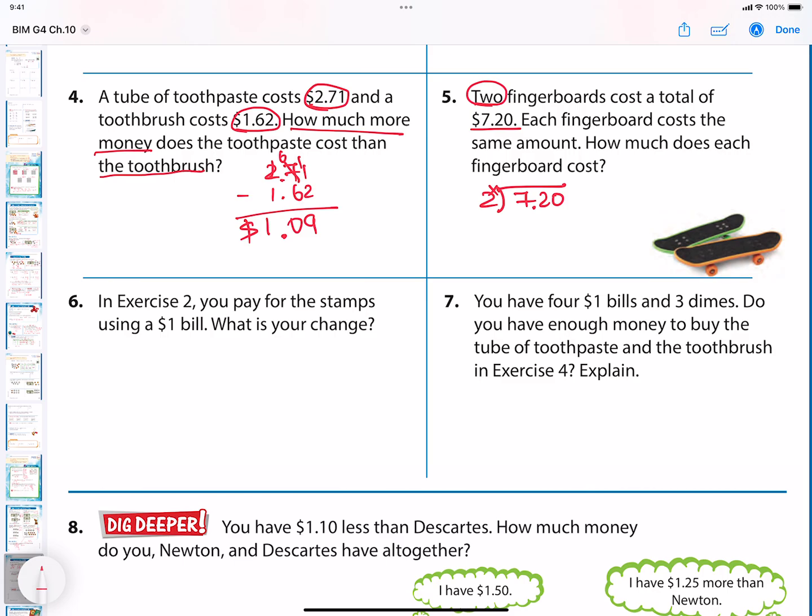You can do it. So 2 can fit into 7 by what time? Yes, 3 times, which is 6. Subtraction, and then bring this down. And 2 can fit into what? Okay, don't forget this decimal point. And 2 can fit into 12 by what? 6 times. Okay, and nothing. Okay, so the answer is what? $3.60.